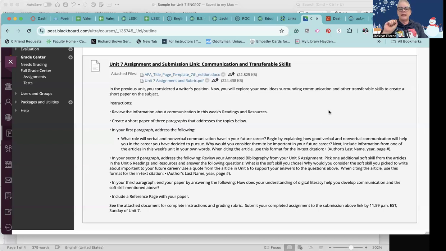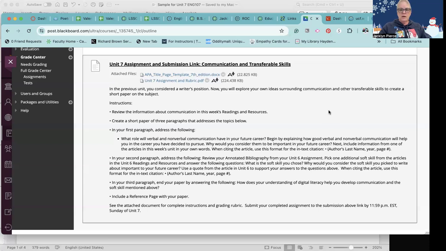In the second paragraph, you have a new set of questions here. Review your annotated bibliography from last week. So from Unit 6, remember we did those 3 articles that all dealt with soft skills. Pick one additional soft skill from the articles in the Unit 6 readings and resources and answer the following questions. What is the soft skill you chose? Why would you consider the soft skill you picked to write about important to your future career?